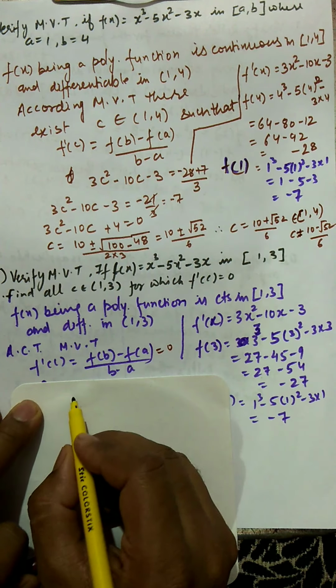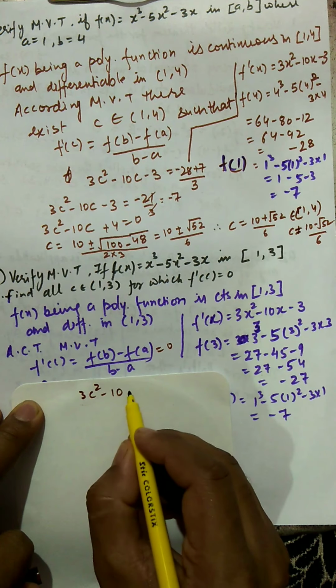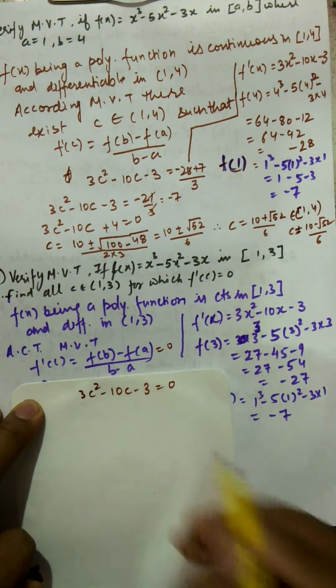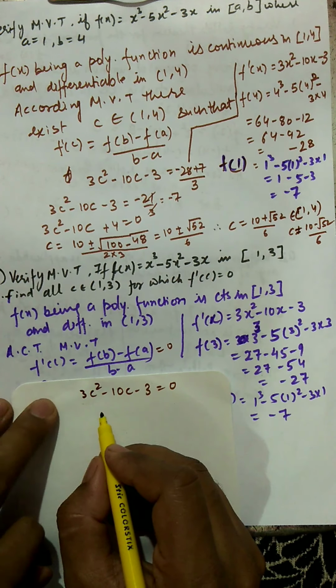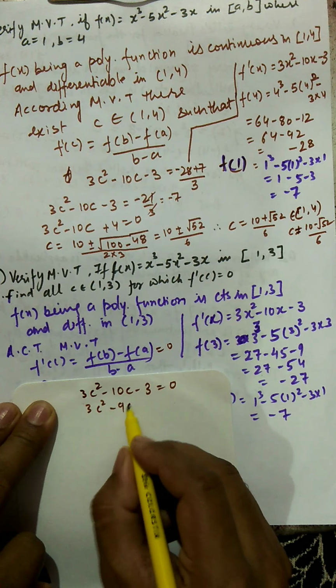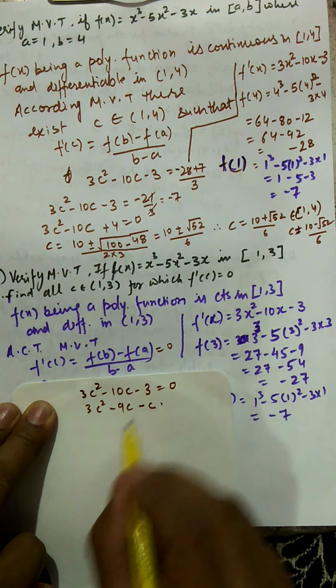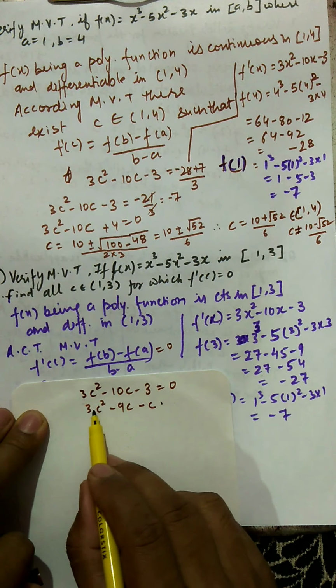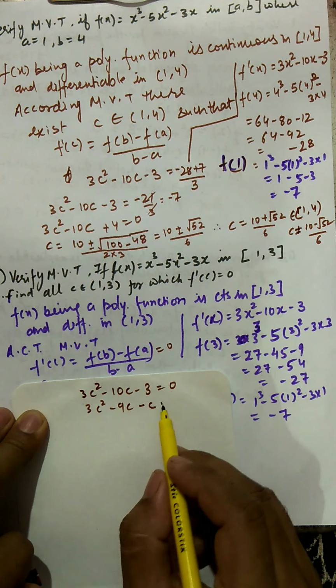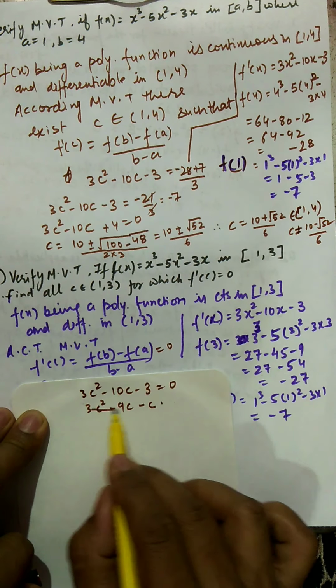So this is 3c square minus 10c minus 3 is equal to 0. If we can see, it can be factorized. This is 9, so this is 3c square minus 9c minus c minus 3. So this will not help us, because this is minus 3, this is minus c, so we'll apply the formula.